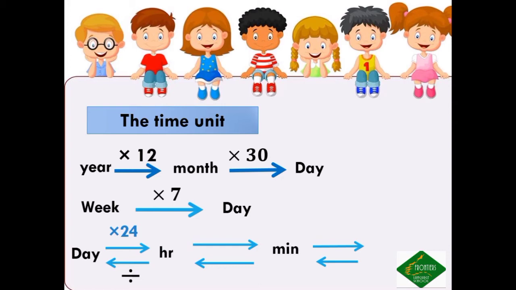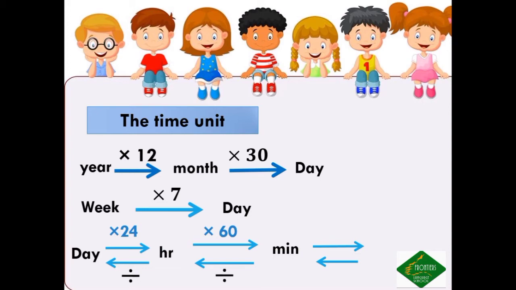1 hour equals how many minutes? 1 hour equals 60 minutes. So if I want to convert from hour to minute, I multiply by 60. And if I want to convert from minute to hour, I divide by 60.